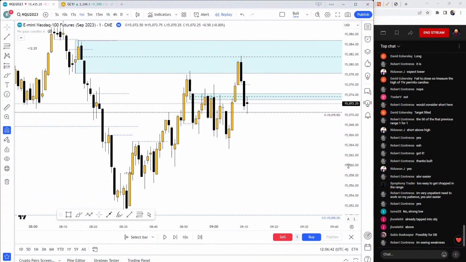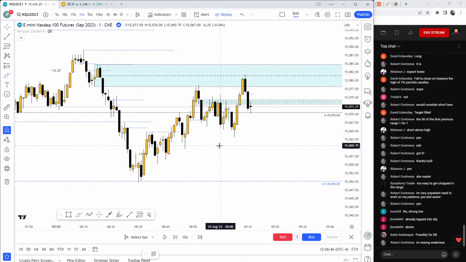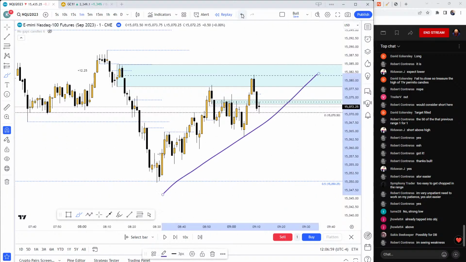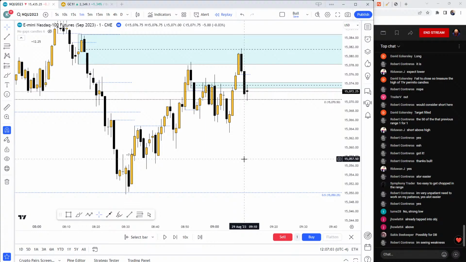Right? Now, this is where you have to take into account what you're expecting. There's a very strong possibility of tapping into here and just leaving, which would be cool, right? That would make it easy. But we know the market doesn't make it easy, does it?